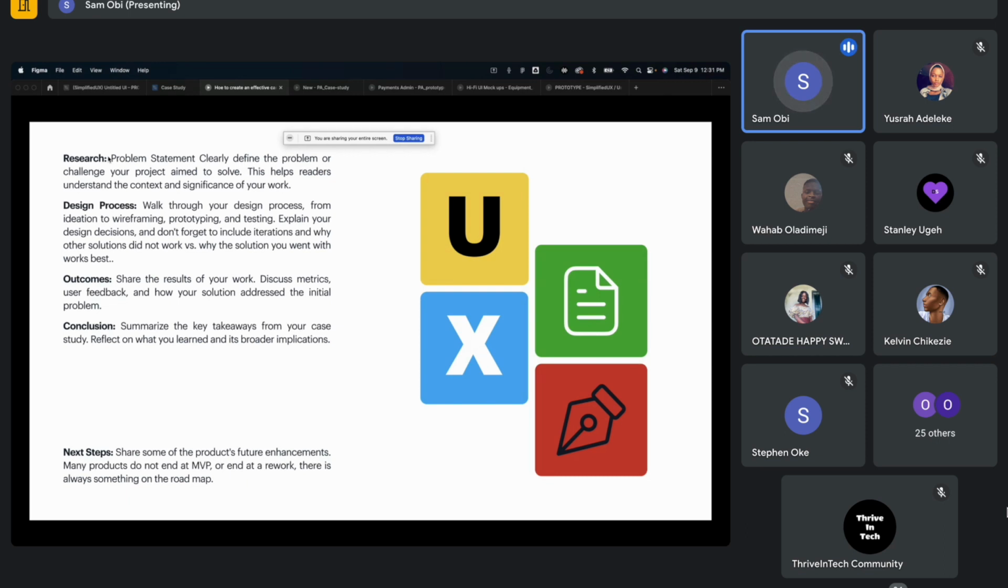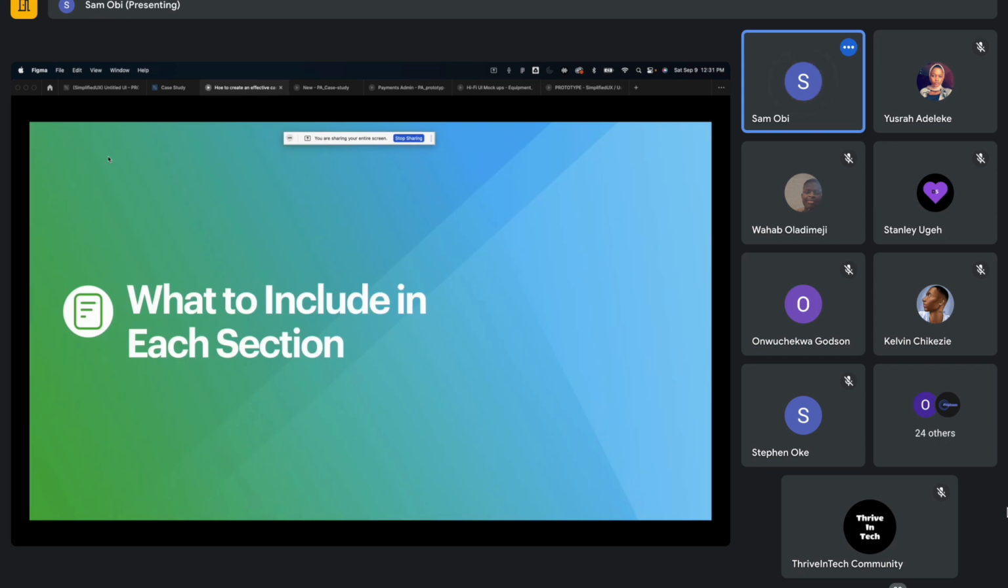How do you share those things on a high level where you're not sharing too much, but whoever you're sharing to knows that there is a bigger picture, right? Those are things that we need to also consider. Now, jumping into what to include in your case study within each of those sections.